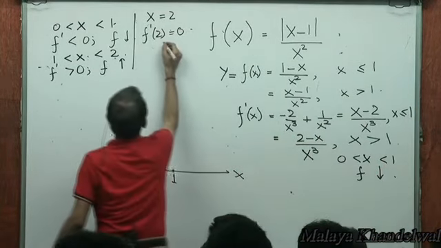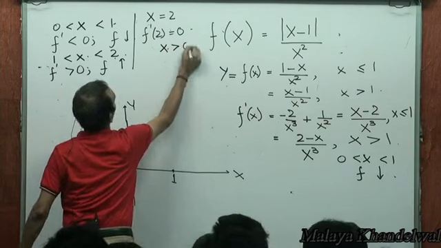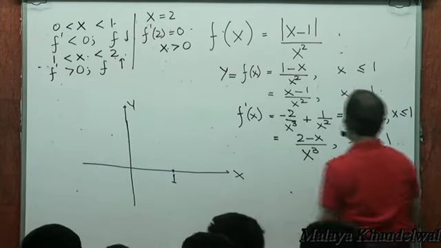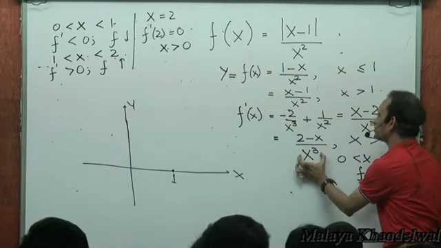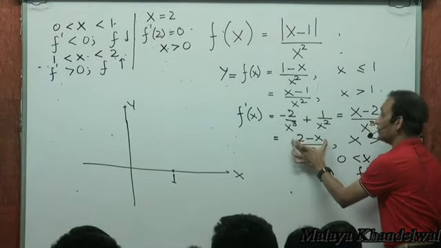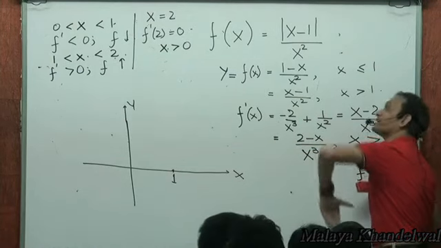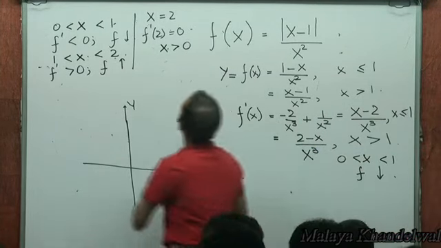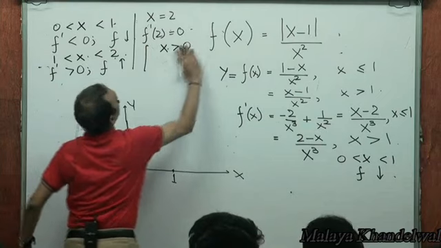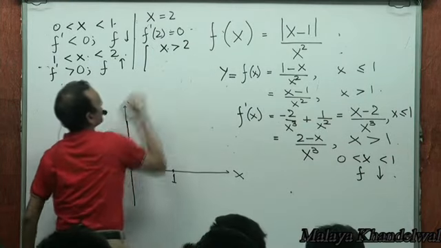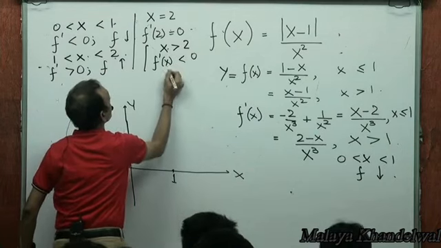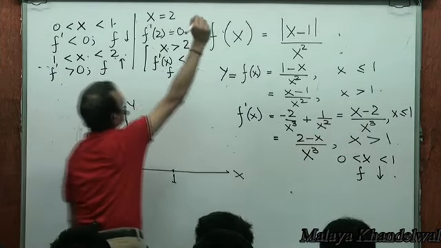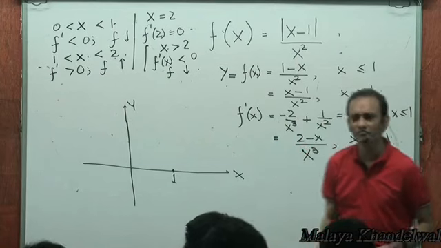For x greater than 2, this will become negative because the denominator is positive, the numerator is negative. That means for x greater than 2, f dashed x is negative. Therefore, f must be decreasing ever after. F must be a decreasing function ever after.